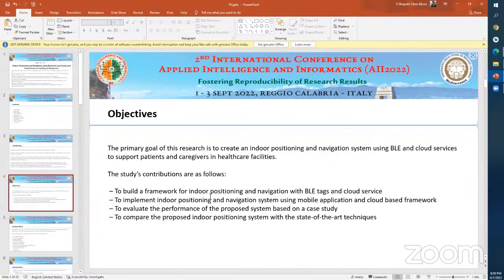Here are the four major objectives. First, to build a framework for indoor positioning and navigation with Bluetooth Low Energy tags and cloud service. Secondly, to implement an indoor positioning and navigation system using a mobile application and cloud-based framework. Third, to evaluate the performance of the proposed system based on a case study. And at last, to compare the proposed interpositioning system with the SOTA, the state-of-the-art techniques.